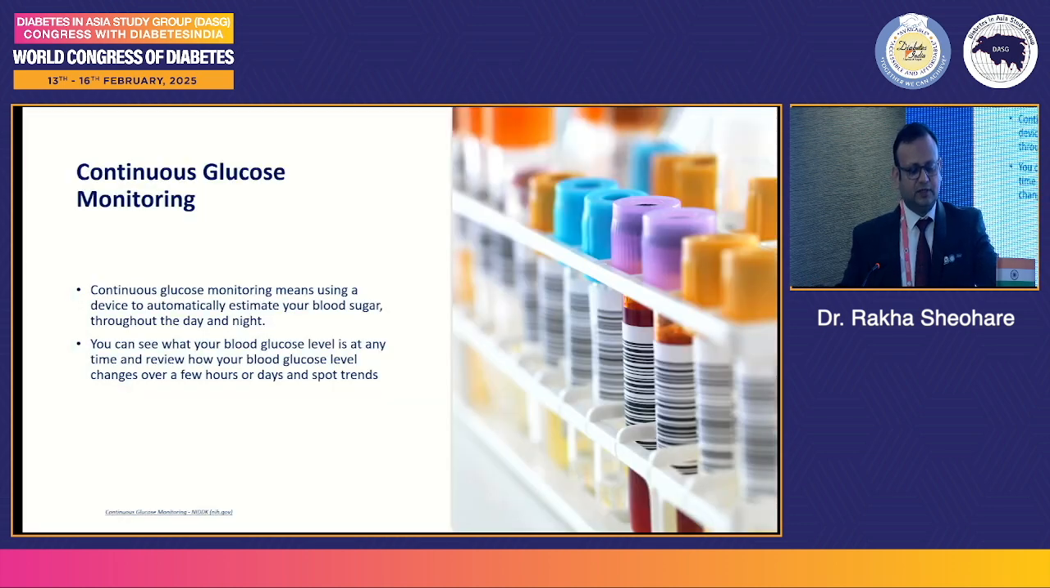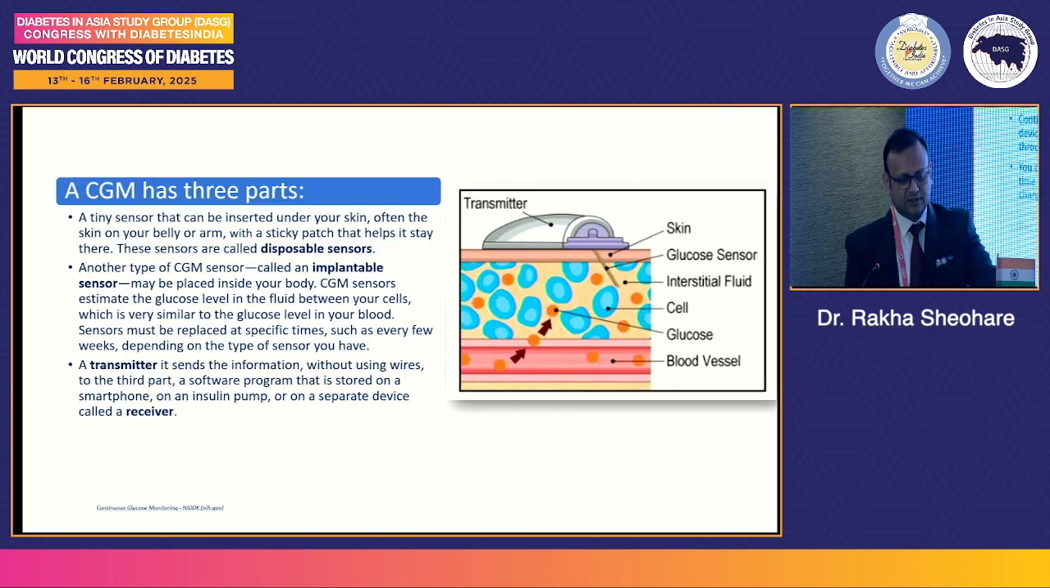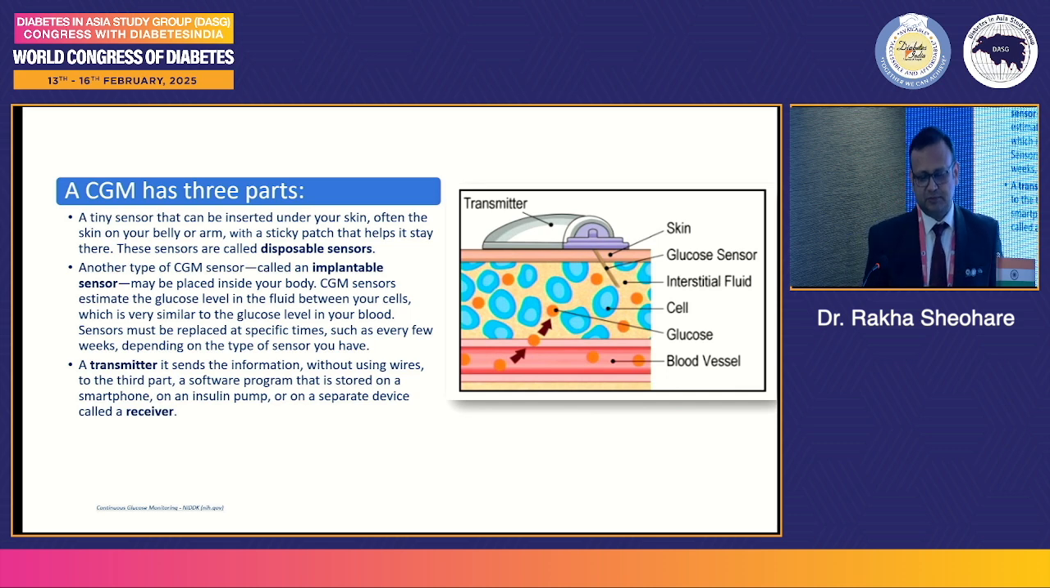Continuous glucose monitoring means using a device to automatically estimate your blood sugar. So you can see what the blood sugar graphs are going on, the trends, spots, and everything. A CGM has three parts, we all know, and it's nothing new about that: a disposable sensor, an implantable sensor, and a transmitter. And this works in toto to give us what is going on in our interstitial tissue.